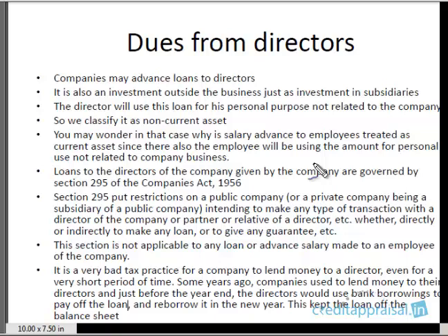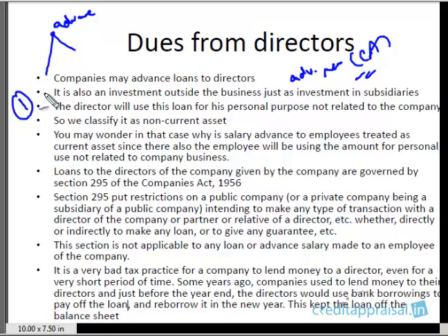Then there could be an item called dues from directors. If you remember our discussion, advances receivable in cash or kind is under current assets, which we discussed. There we said that if you have advance given, in one case you give an advance to a worker, right? He's a factory worker, and in a second example you have given it to a director.